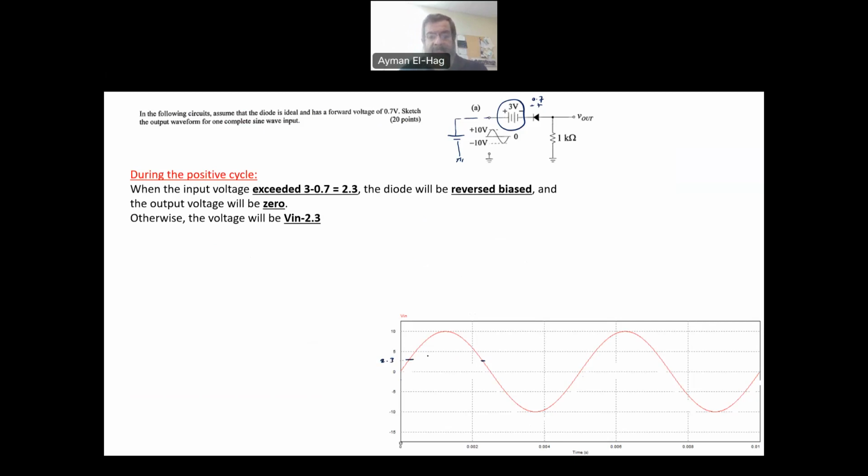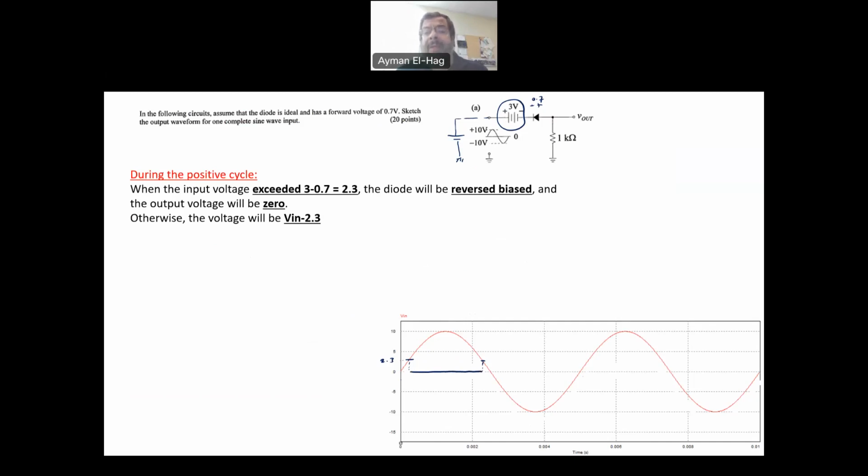Again, if the voltage between this point and that point is more than 2.3, we have more voltage here than the battery that would make the diode forward biased. So then we'll have a reverse bias. Reverse bias means it's an open circuit, meaning that the output will be equal to 0. So the output here will be equal to 0.